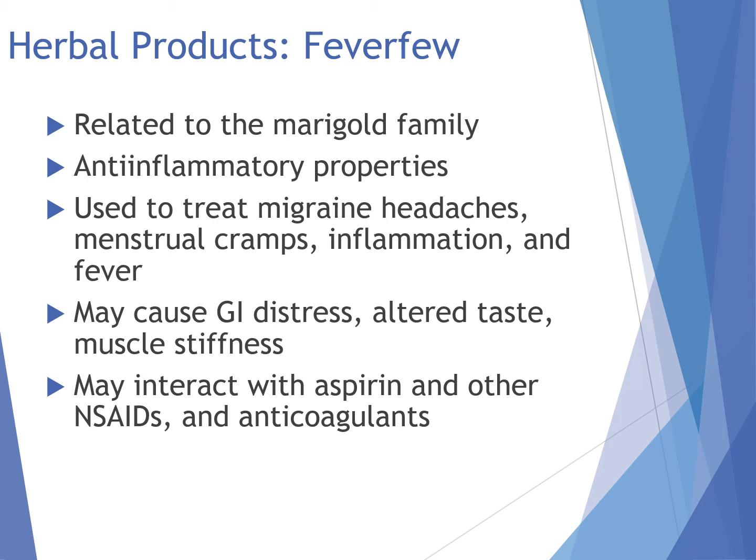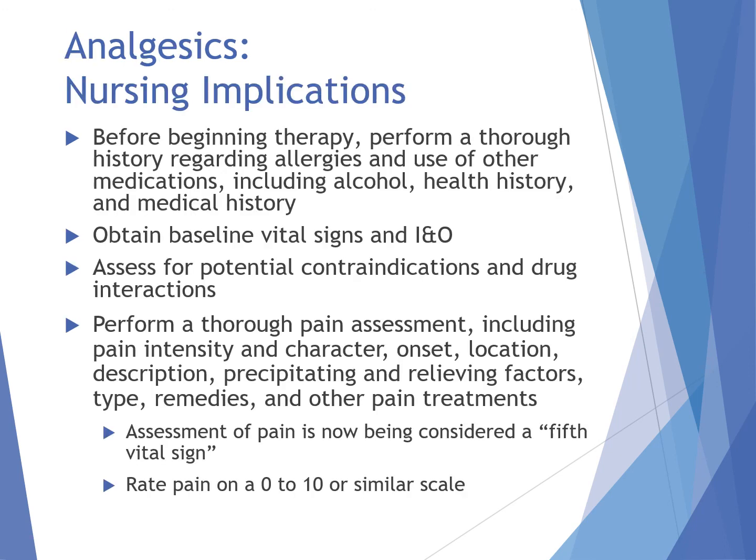Herbal products. Feverfew. Related to the marigold family, it has anti-inflammatory properties. It's used to treat migraine headaches, menstrual cramps, inflammation, and fever. It may cause GI distress, altered taste, and muscle stiffness. It may interact with aspirin and other NSAIDs and anticoagulants.